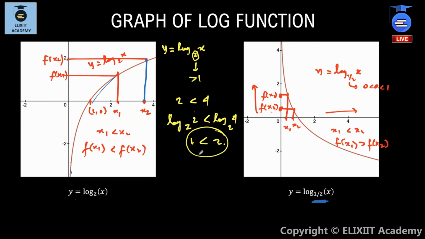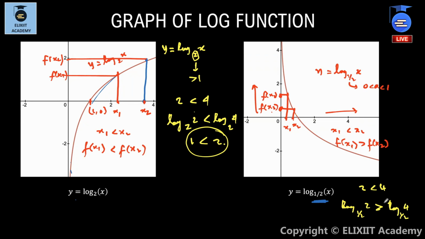In general, we have this thing: x1 is less than x2, f of x1 is less than f of x2. Next, come down to this example. Suppose we have log x base half. Similarly, if I consider 2 less than 4, is log 2 base half less than log 4 base half? Obviously not. This will be greater than log 4 base half.